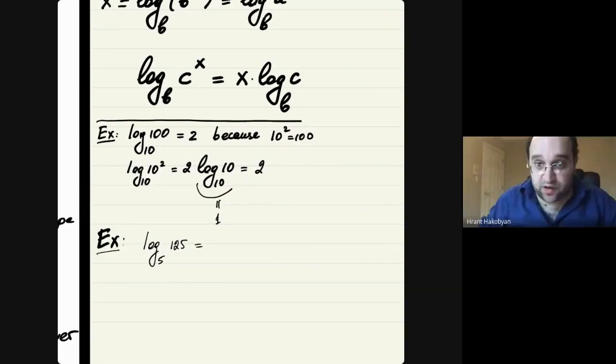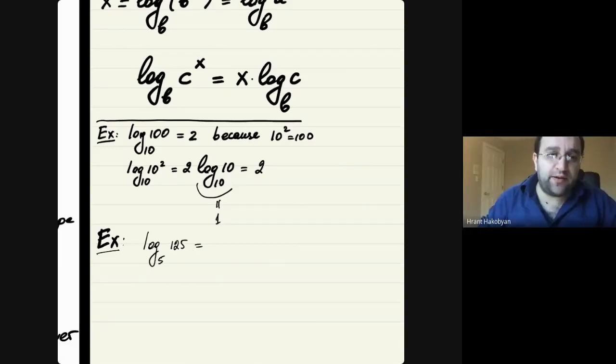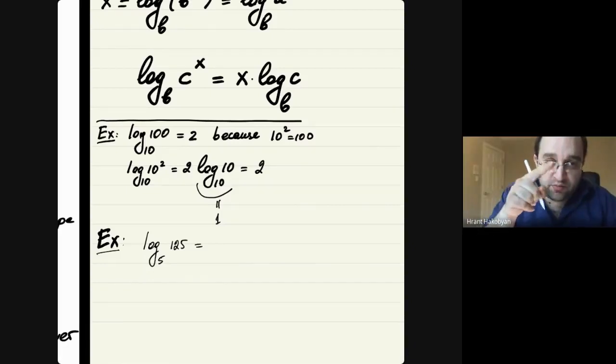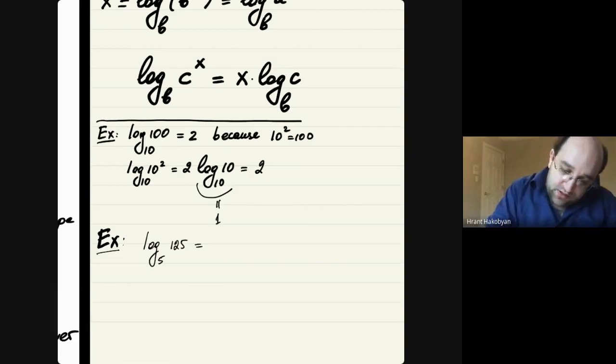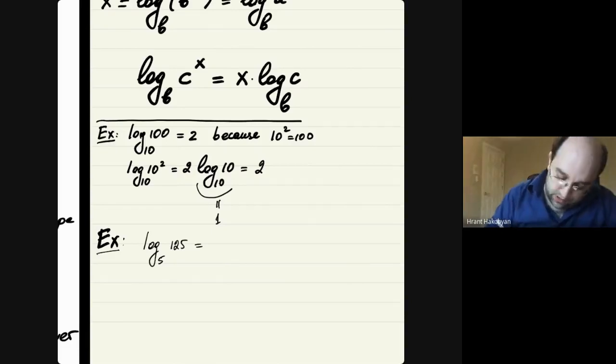Wait, quick question. You put equals 2, right? Isn't it 1? Just the logarithm base 10 of 10 is 1, but then you have this 2 in front, right? Oh, I didn't even see that. My fault. Sorry. Okay.